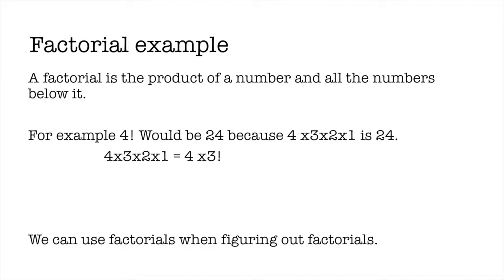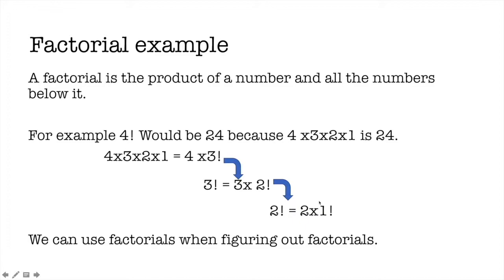However, writing 4 times 3 times 2 times 1 is actually the same as writing 4 times 3 factorial. But in order to know what 4 times 3 factorial is, we need to know what 3 factorial is, which is also the same as writing 3 times 2 factorial. And in order to know what 3 times 2 factorial is, we need to know what 2 factorial is, and so on. We can see that looking at it this way, each time we try to figure out a factorial equation, we need to know what the result of a slightly smaller factorial is.